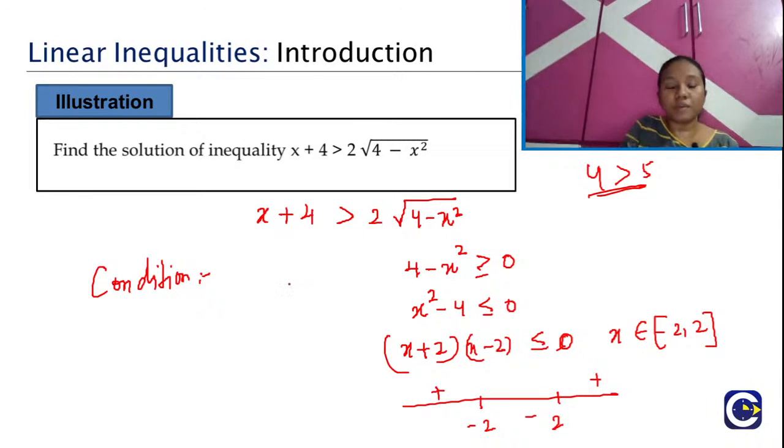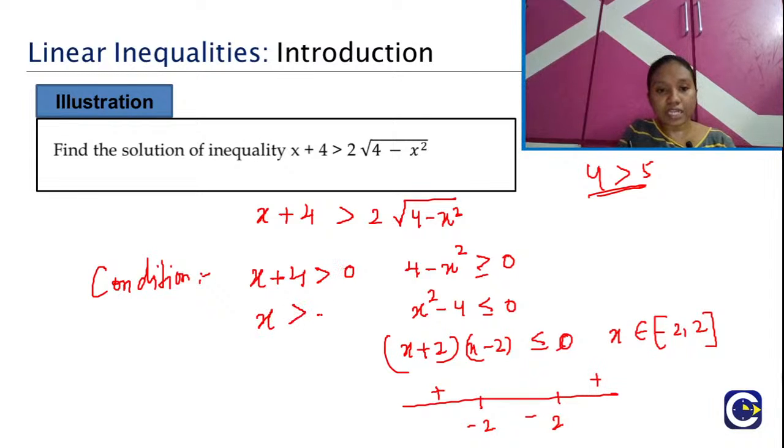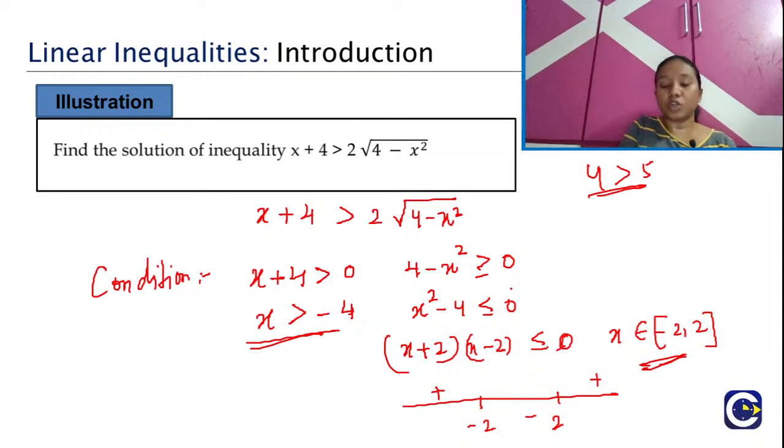So what will be the other thing here? I will be having x plus 4 should also be a positive value, which means x plus 4 should be greater than 0, which means x should be greater than minus 4. So now to get the condition, I have to take the intersection of both these conditions. Right, so both these intervals.